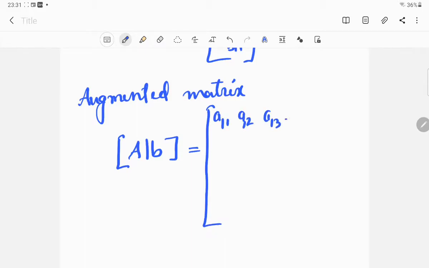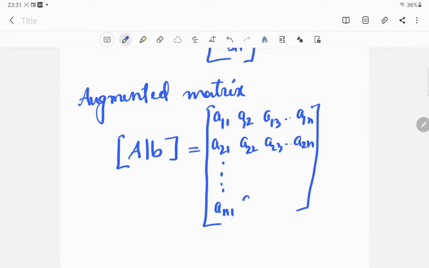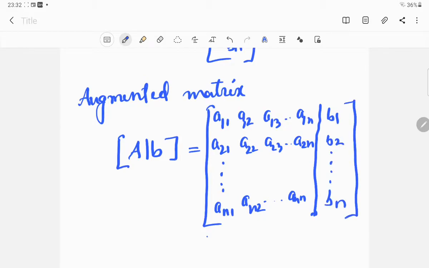A11, A12, A13, and it goes up to A1n, and A21, A22, A23, A2n, and then An1, An2, Ann. Okay, sorry, yes, so I will write it like it is not a matrix sign, it is a straight line, and it will be B1, B2, and it will come up to Bn. So this whole thing is called an augmented matrix. This we are basically going to use for solving simultaneous equations.